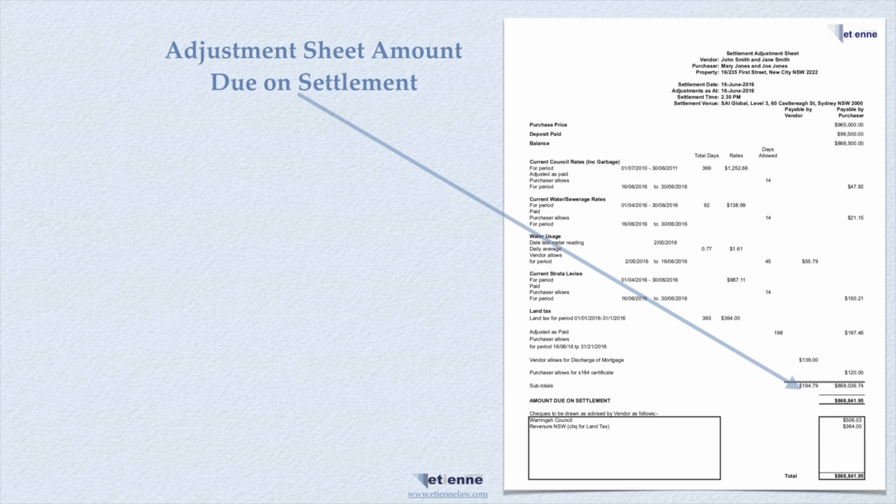With all the adjustments made, we calculate the amount of money that you have to pay the vendor at completion. As can be seen, the amount in the example is $868,841.95. This is obtained by adding to the balance of the purchase price the sums you have to pay for council rates, water usage, strata levies, land tax, adjustments for discharge of mortgage, and any allowances for certificates.